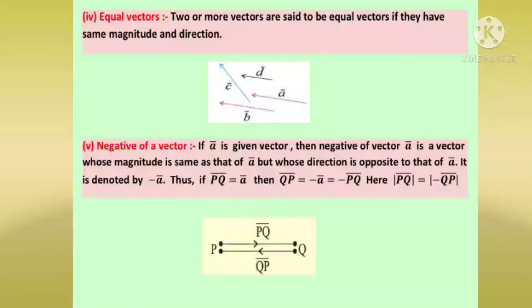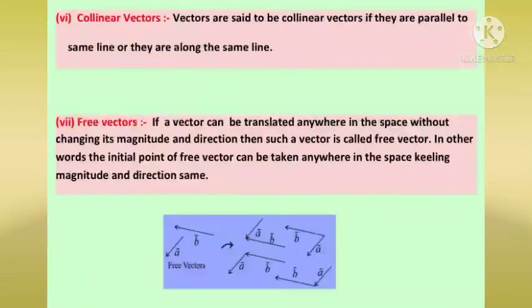So in the diagram you can see P to Q, direction is from P to Q, PQ bar, and when the direction is from Q to P, it is QP bar. So in the diagram you can see that the magnitudes are same but the directions are opposite. Hence, these two vectors will be called negative of each other. Okay, and it is denoted by giving a minus sign to the vector.